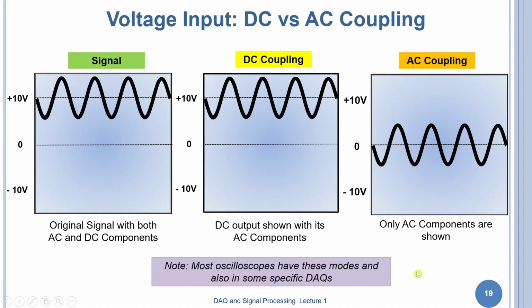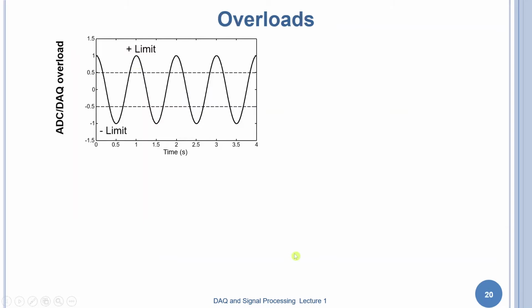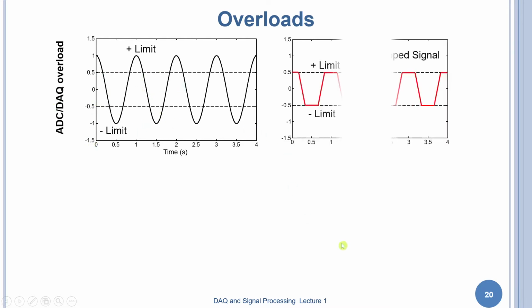Most oscilloscopes and DACs will have these options available. Now let's talk about overloads. Sometimes you have a signal which you want to measure, which goes from +1 to -1, but your DAC is only designed for a range of -0.5 to +0.5. In this case, you will have a clipped signal. The DAC cannot handle a signal of more than plus or minus 0.5 volt, so this is called a DAC overload.